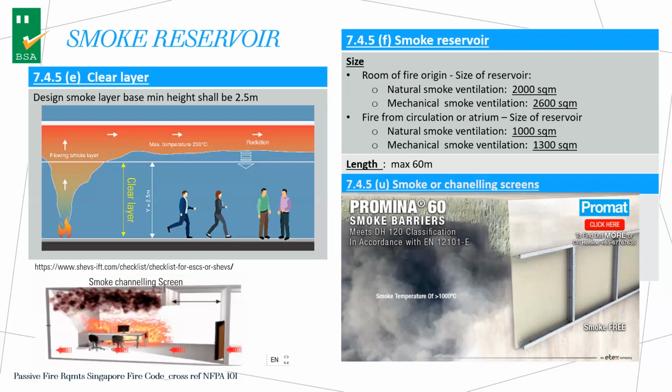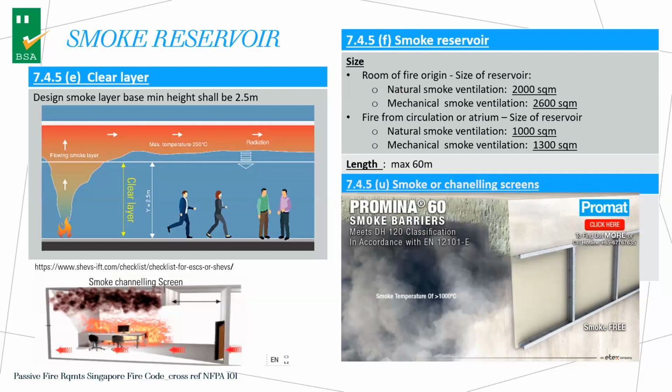If it's natural ventilation, it's 2,000 square meters. If it is mechanical smoke ventilation, it's 2,600 square meters. And for fire circulation for the atrium, it is a smaller smoke reservoir.